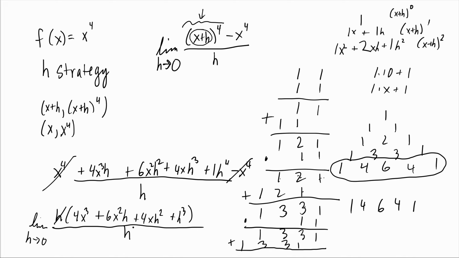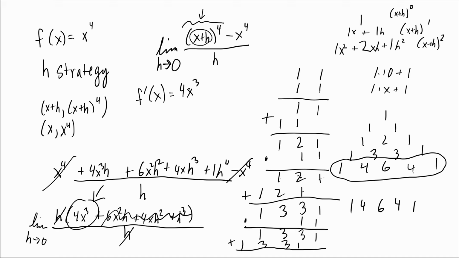Notice those h's cancel. So now we can throw in 0 for h. And when we do, notice that all of this stuff goes away, and we're just left with that guy right there, 4x cubed. So the derivative, this limit, is equal to 4x cubed.